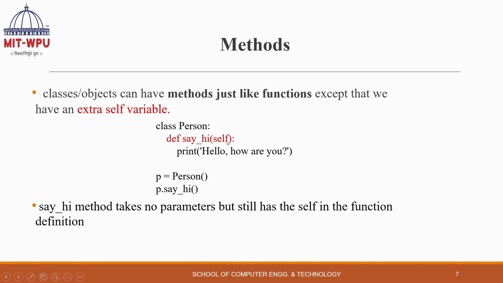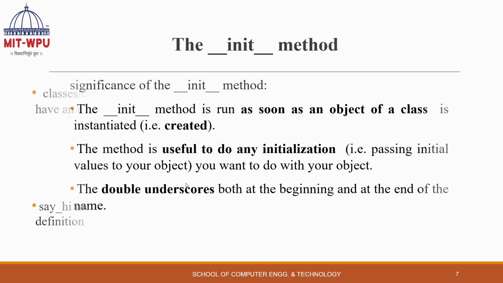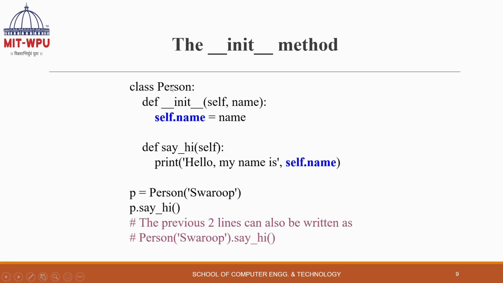And this also means that if you have a method which takes no arguments, then still you have the one argument, the self. The class's objects can have methods just like functions, except that they will have an extra self variable. So how it will look in the previous class example: this is a class definition and this is a method of the class. By default, it will have a self parameter and it is nothing but the instance or object of the class. So now see the init method.